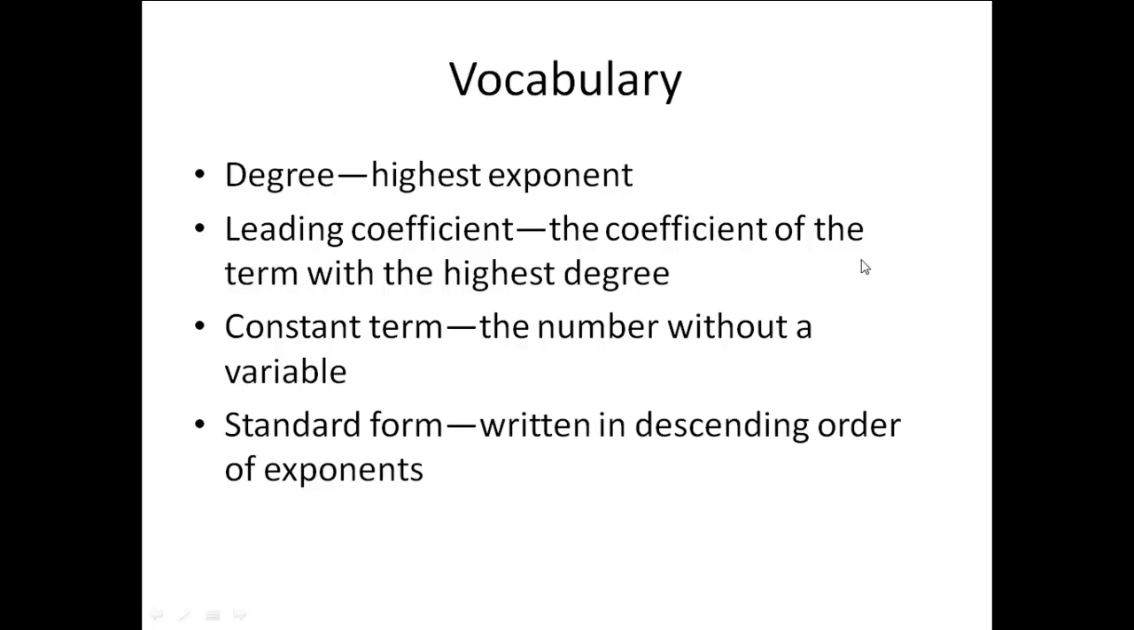And standard form is when our function is written in descending order of exponents. So if I had 7x to the fourth plus 3x squared minus 8x plus 2, these are in descending order, 4, 2, and a 1.